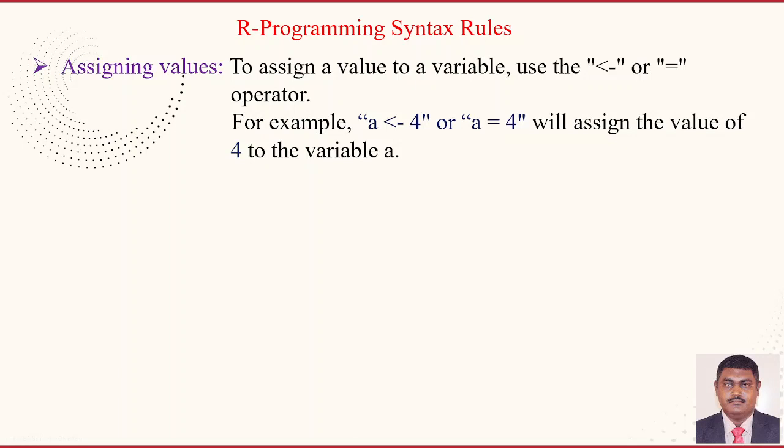Assigning values. To assign a value to a variable, use the symbol less than hyphen or the equal to operator. For example, a <- 4 or a = 4 will assign the value of 4 to the variable a. You can use either the less than hyphen or equal to, but most R programmers use the first notation, that is the less than hyphen, to write a program.